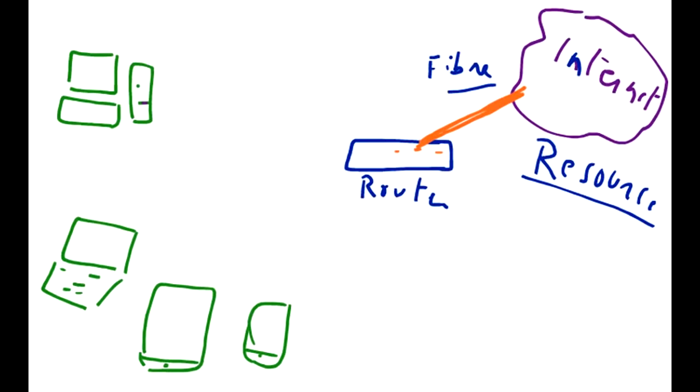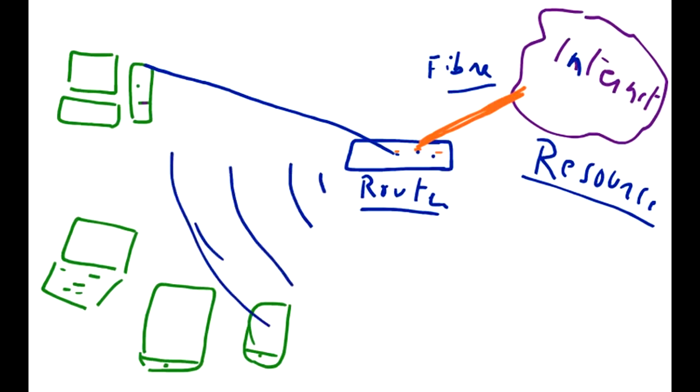Our triple play router has got a built-in switch, and it has got ports, so we can connect our computer with the help of a networking cable. And this triple play router is a very good device, and it also has Wi-Fi. So our other devices, mobile phone, laptop, and tablet, can connect to this router, which is then connected to the internet. So in this case, our devices are sharing a resource, that is an internet connection.